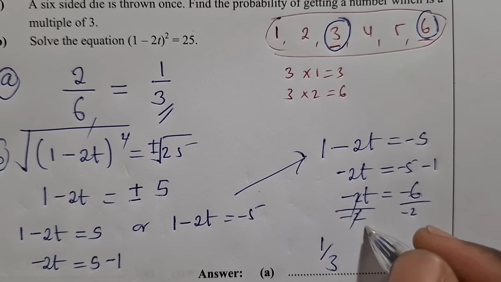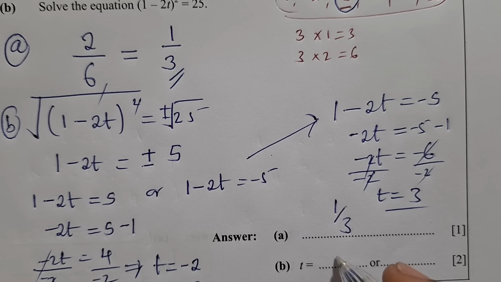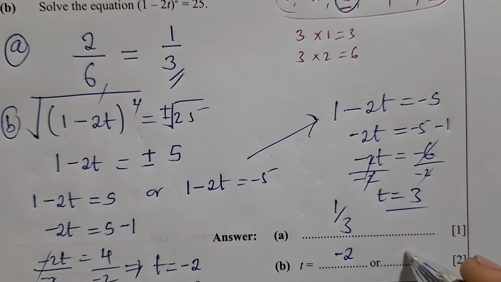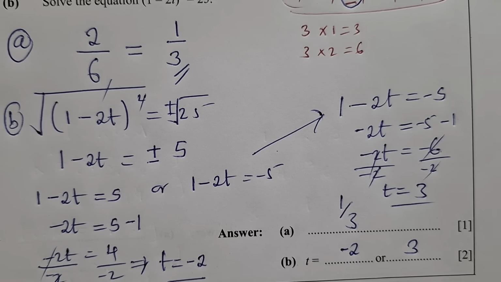The value of t will simply be equal to 3. So we've got negative 2 or 3. Negative 2 or 3. Okay? So those are the two values of t. We go to the next question.